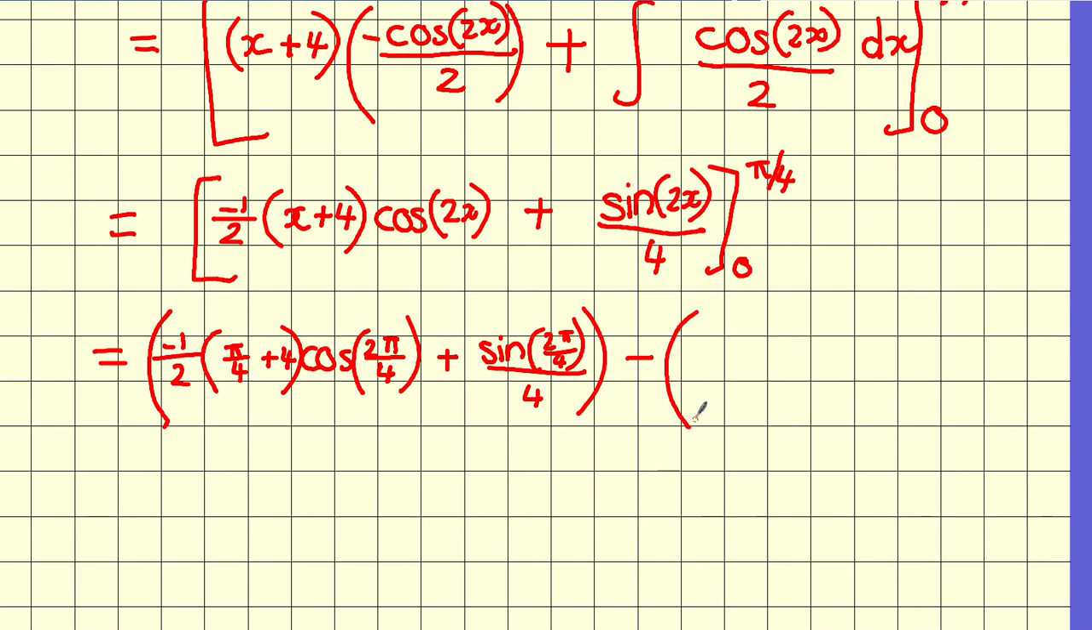Take away, and I'm going to sub in 0 into everything here. So negative a half. 0 plus 4 is just 4. Cos 2x. X is now 0, so it's cos of 0. Plus sine of 0 over 4. Okay, so you do get a mark for that line, like showing that you're putting in the limits here.